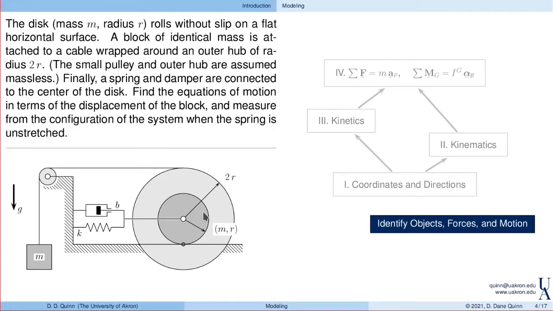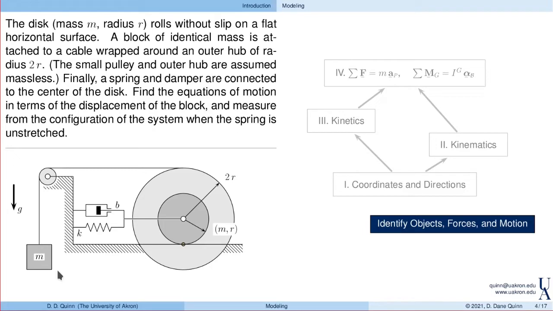The inside of the hub now is rolling on the ground. And that outer portion has a cable wrapped around it that then supports a block of mass m. We have gravity in this problem, and that block is hanging down. Finally, we have a spring and a damper that are connected to the center of the disk. So what I want to do is find the equations of motion for this system in terms of the displacement of the block. And I'll find a couple of other things as well.